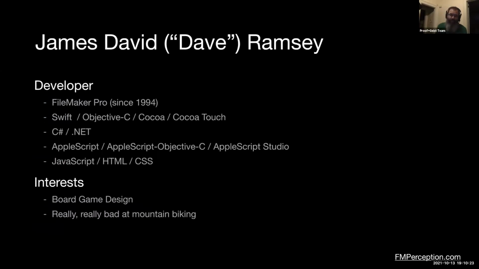My name is Dave Ramsey, FileMaker developer since '94, and over time I've worked in a bunch of different languages and a bunch of different platforms. These days, most of my stuff is C# and JavaScript, and you'll see why in a little bit. And yes, the line at the bottom is true. I am really, really bad at mountain biking.